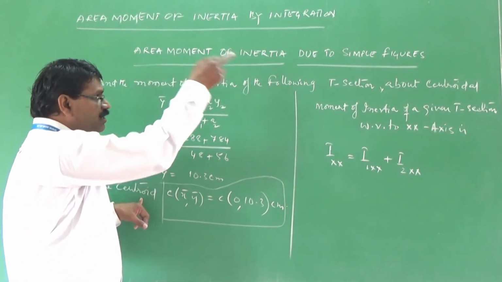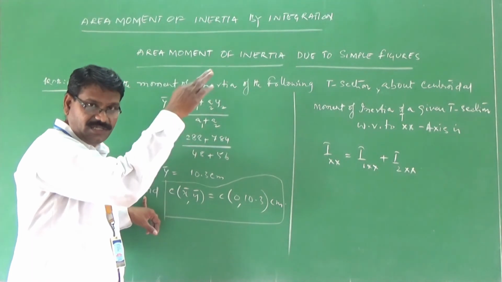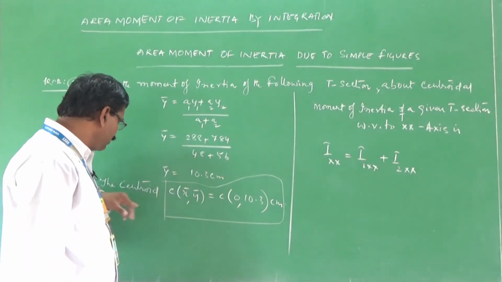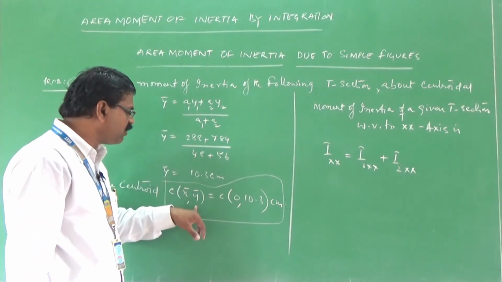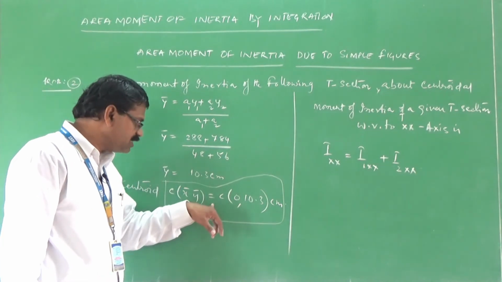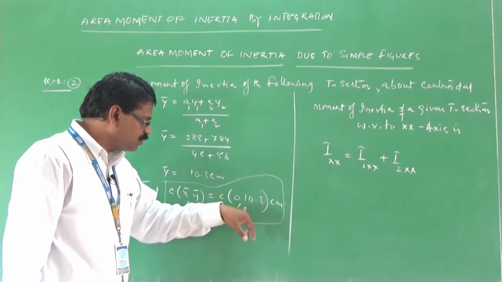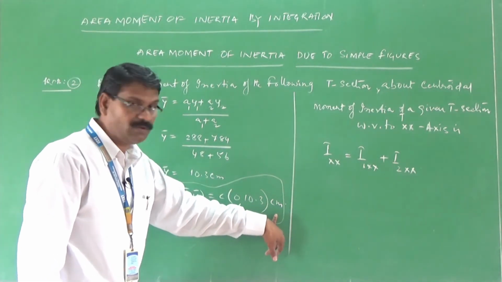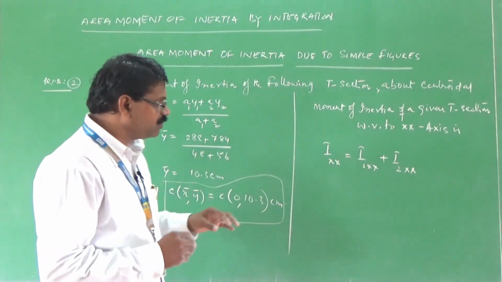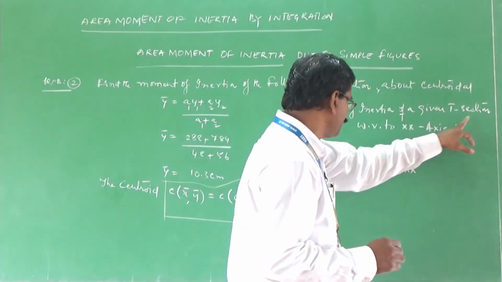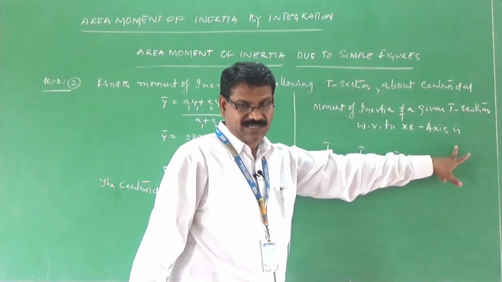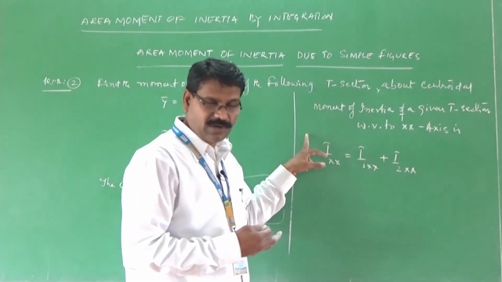The centroid of the given T section, as it is considered a simple figure, is given by C of x bar comma y bar, which is equal to C of 0 comma 10.3 centimeters. Now, our ultimate objective is to find the moment of inertia of the given T section with respect to the x axis. You may have one doubt in this particular context.